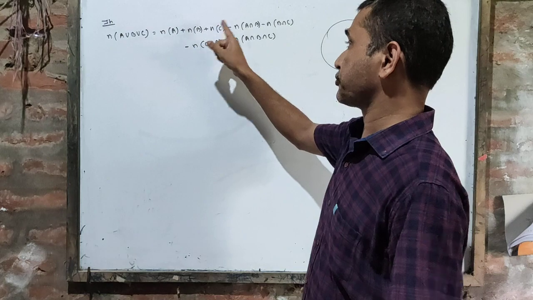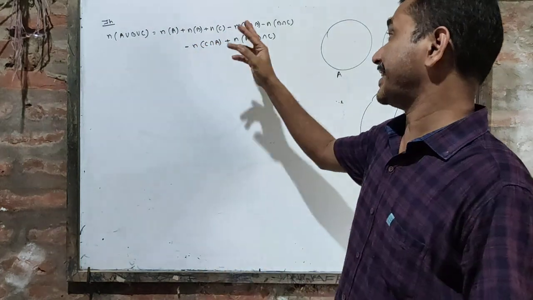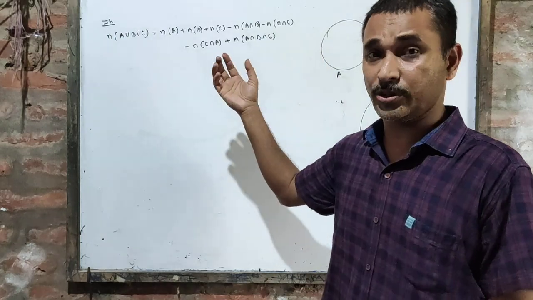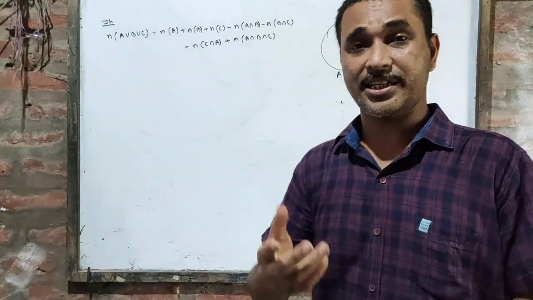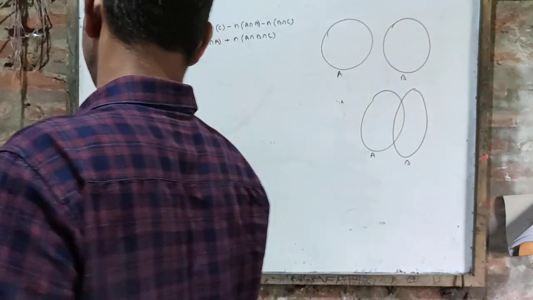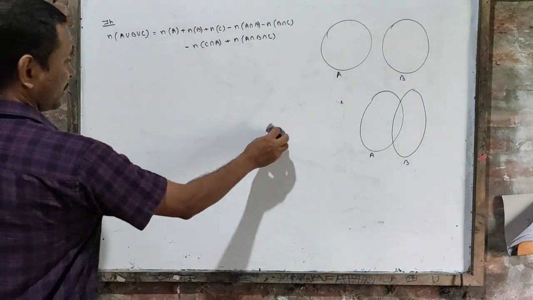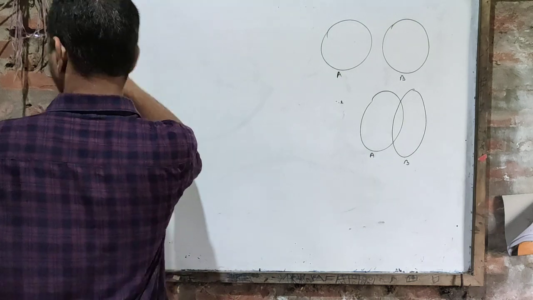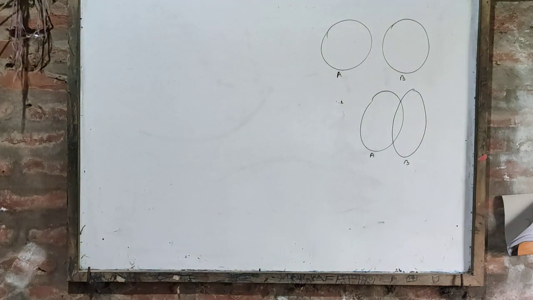First, one set with positive sign, then intersection of two sets with negative sign, then intersection of three sets with positive sign again, and here are three sets only. Okay, so this is the formula. Now let us solve some practical problems. Okay, let us find a question from the book.